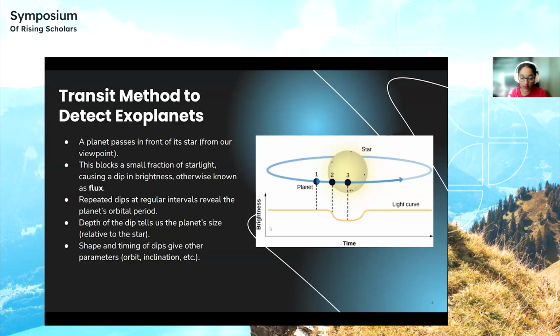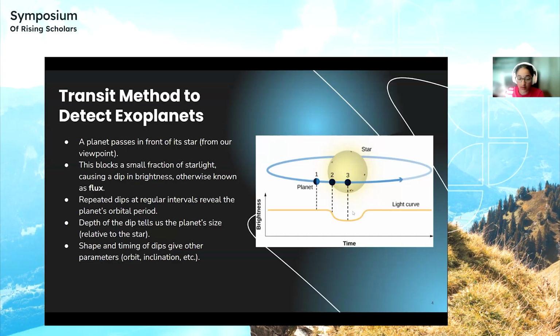So one of the main ways we detect exoplanets is the transit method. When a planet passes in front of its star, we can see a small dip in brightness in the star's light curve. And by analyzing these dips, we can infer properties of this planet. So as you can see on the diagram on the right, we have a graph of brightness of the star versus time. When a planet passes in front of a star, it blocks some of the light that the star emits, and so we can see a dip in the brightness.